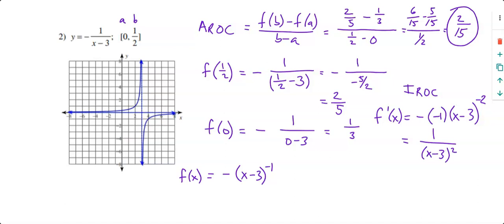And now we substitute, f prime evaluated at 0. And that's going to equal 1 over negative 3 squared, which is 1/9.